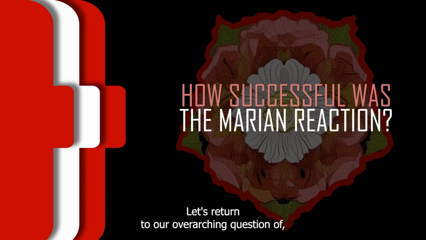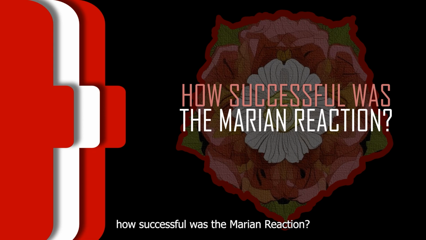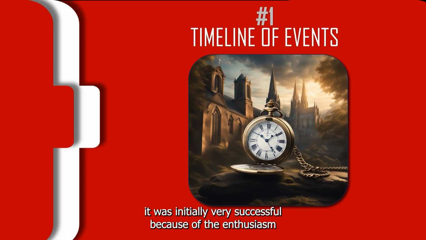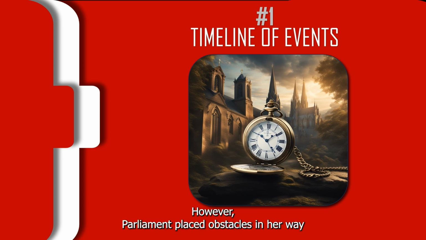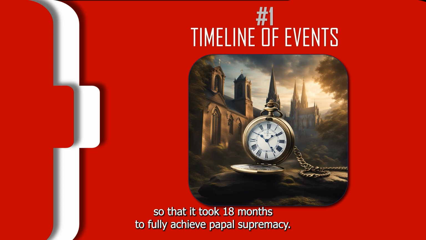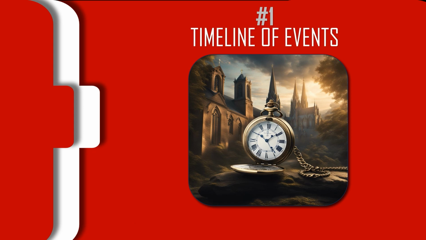Let's return to our overarching question of how successful was the Marian reaction. Firstly, it was initially very successful, because of the enthusiasm that Mary received from the majority of the population. However, Parliament placed obstacles in her way so that it took 18 months to fully achieve papal supremacy.